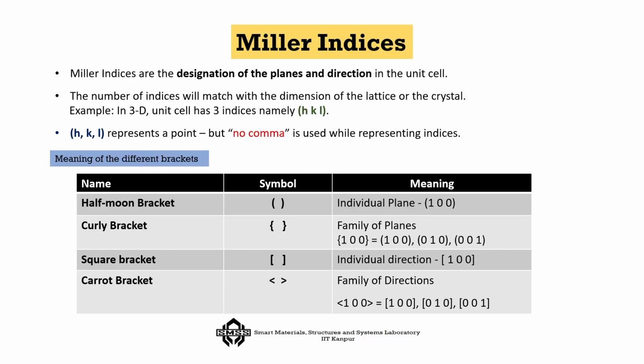Miller indices are essentially the designation or quantification of the planes and directions in a unit cell. Everything in Miller index is defined with respect to a unit cell, something which is like unit in each and every direction. So, 1, 1 and 1, and let us say you have the origin here.